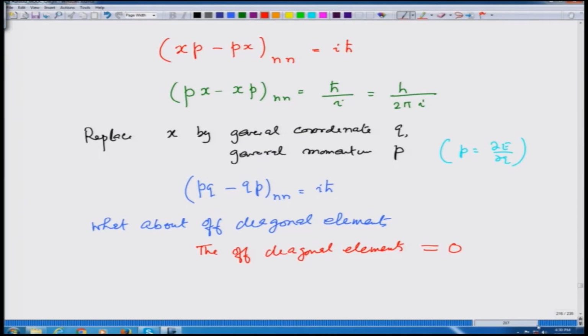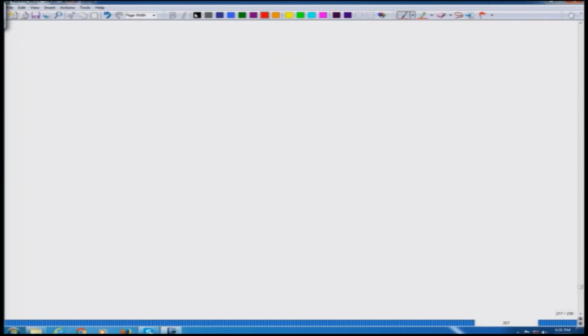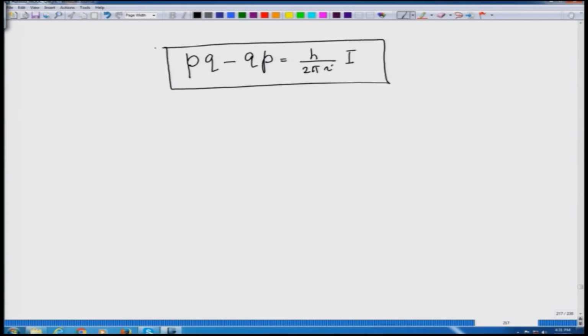and what that means is that I can write the quantum condition as pq minus qp equals h over 2 pi i times the identity matrix, because all the off diagonal elements of identity matrix are 0.